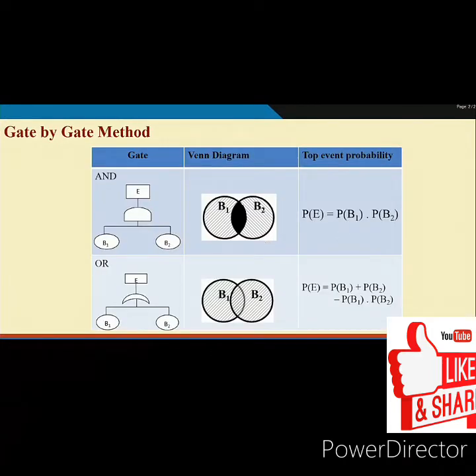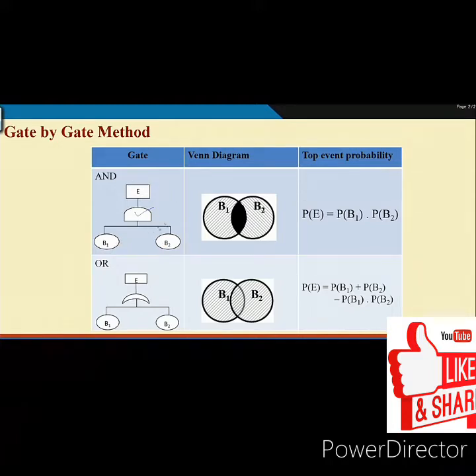So, when we talk about the gate by gate method, this is the issue. First is when there is an AND gate, then the Venn diagram, that means the probability of B1 and B2, these two events, their probabilities P(B1) and P(B2) are known. Now, here the top event is E. So, what is the probability that the top event will occur given that the bottom events or component events occur? This is a very simple one.